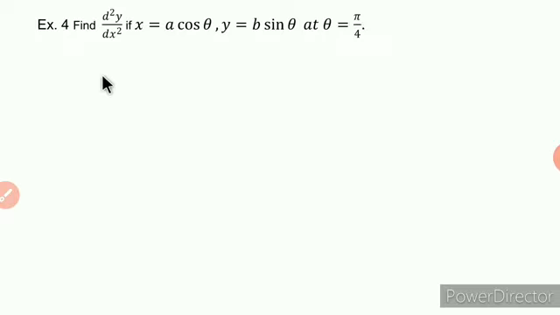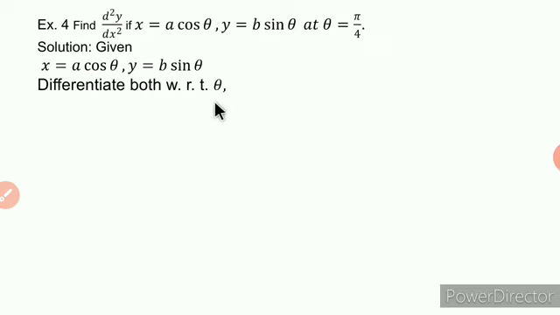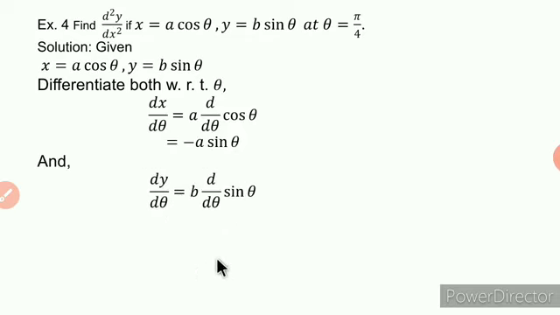So in the solution, given x is equal to a cos theta, y is equal to b sin theta. We write the given thing. Again here both x and y are parametric functions of theta, so differentiate both with respect to theta. We get dx upon d theta is equal to a into d by d theta of cos theta. Now the derivative of cos theta is minus sin theta, therefore we get dx upon d theta is equal to minus a sin theta. Also dy by d theta is equal to b into d by d theta of sin theta. Now the derivative of sin theta is cos theta, so we get dy by d theta is equal to b cos theta.